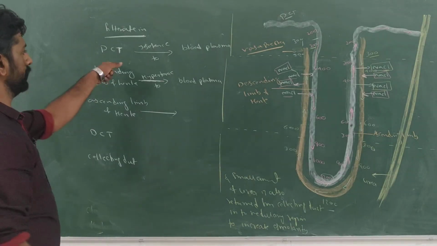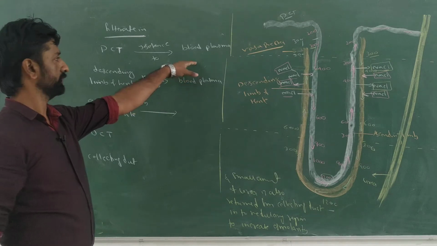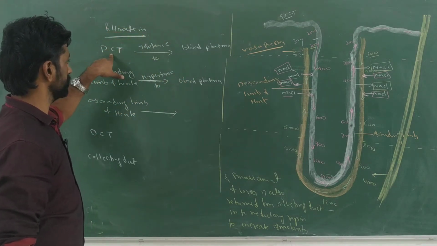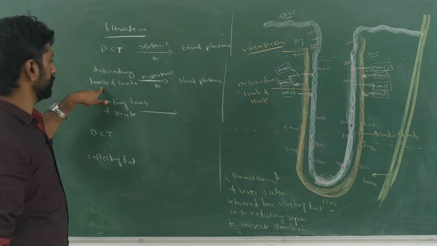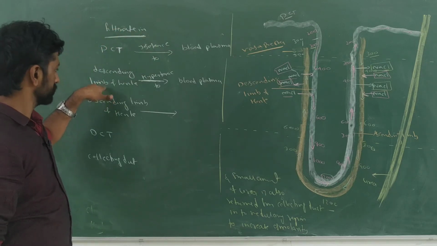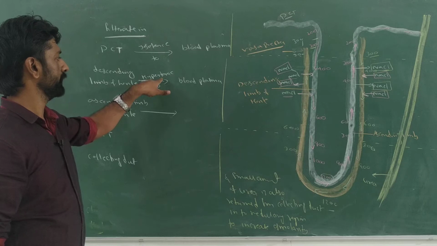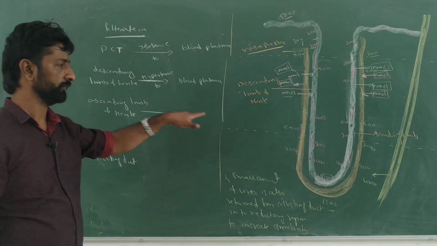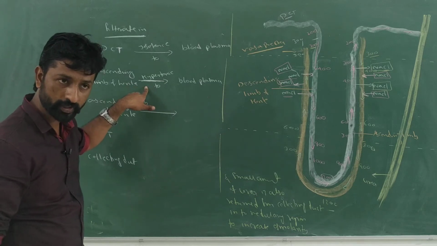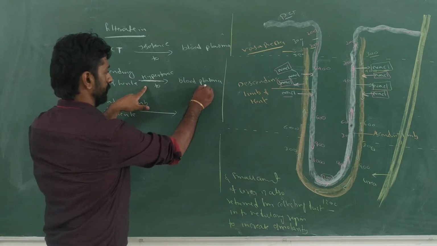So in the PCT, the filtrate is isotonic to blood plasma. When the same filtrate enters the descending limb of the loop of Henle, it becomes hypertonic. Why? Because water moves out. Only electrolytes will be left inside, so the salt concentration increases and it becomes hypertonic to blood plasma.